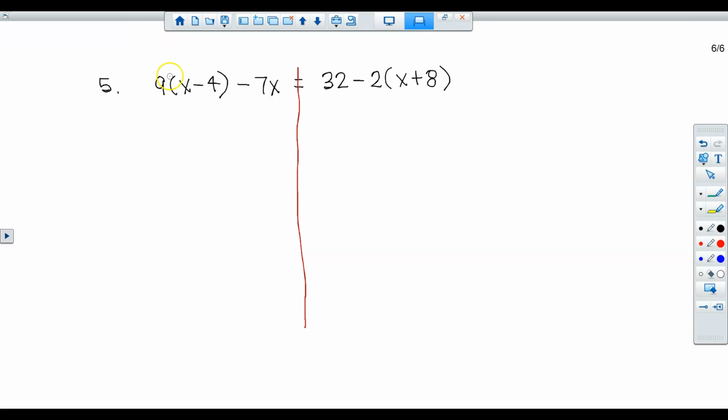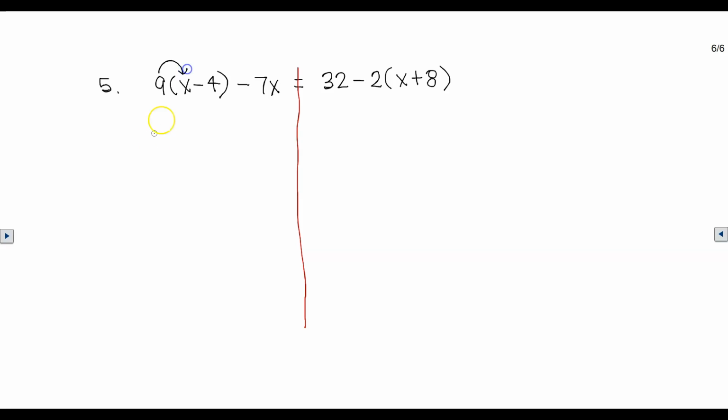All right, for step 1, we are going to distribute. So we're going to do 9 times x, which will give us 9x. We're going to do 9 times negative 4, which will give us negative 36. Then we have our minus 7x that's just going to move down. On the other side, we have our 32. And then again, we're going to distribute negative 2 times x, negative 2x, and negative 2 times 8, negative 16. So there's what your equation should look like after you complete step 1.